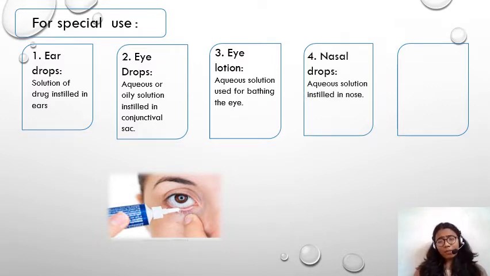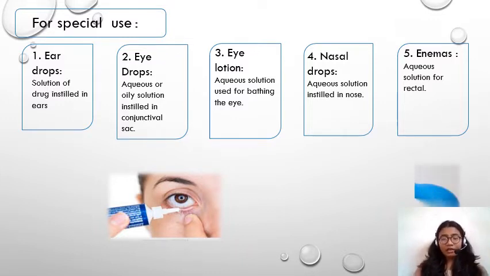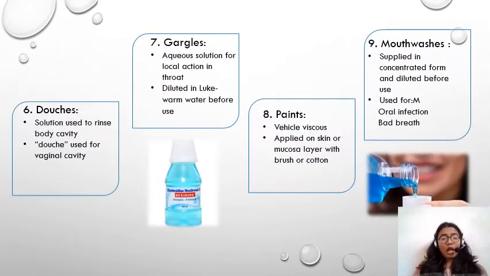Next is nasal drops. Nasal drops are usually aqueous in state, and this is used to reduce the mucus in our nose or to reduce the infection in our nose. Next is enemas. Enemas are also called clysters, and these are usually given rectally to clear the dirt from our rectum. Next, douches. The word douche is used for the vaginal cavity. It is used for rinsing or purging our body cavity. Next, gargle.